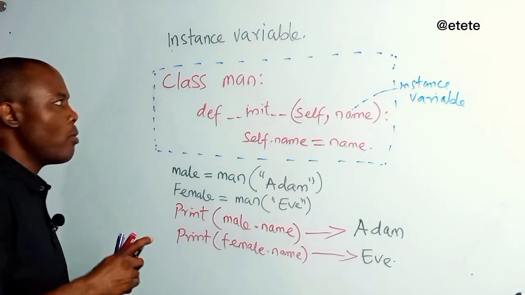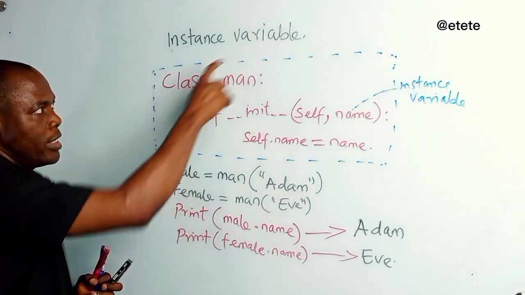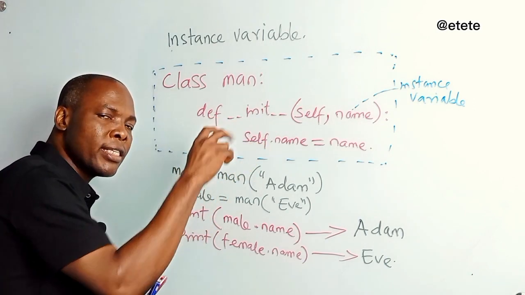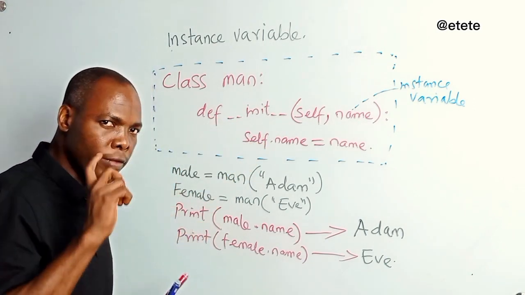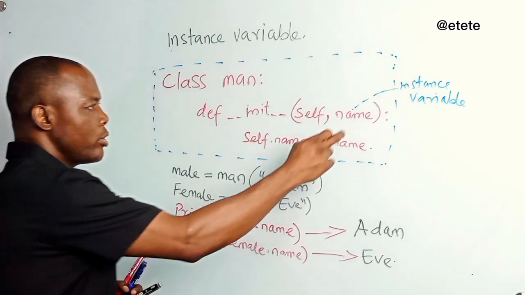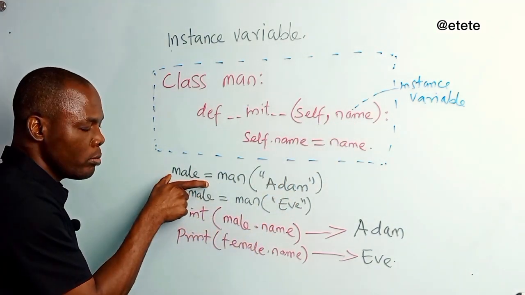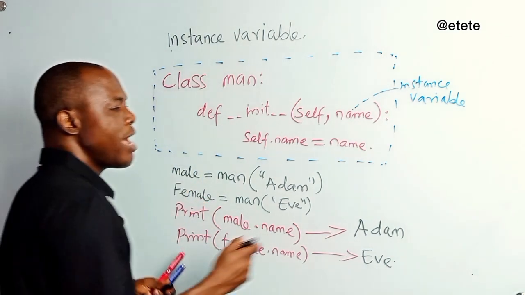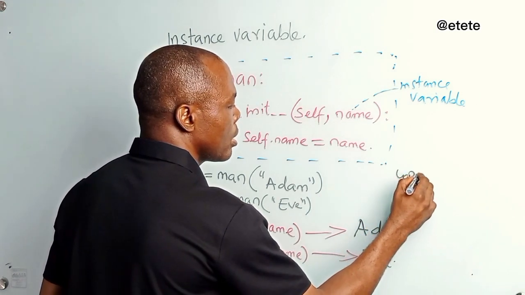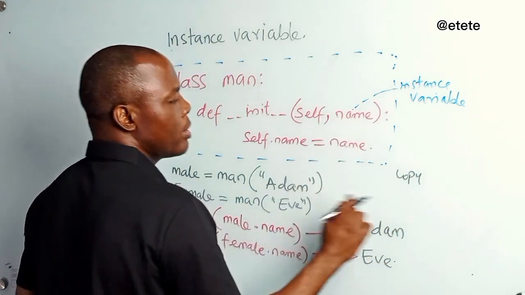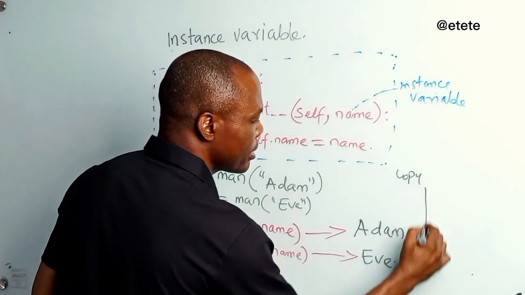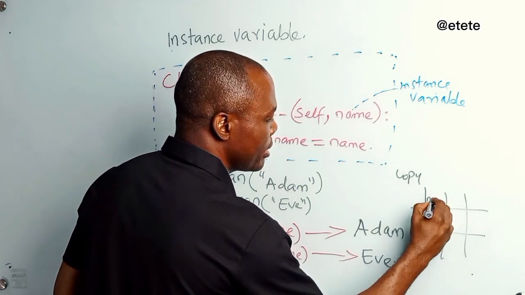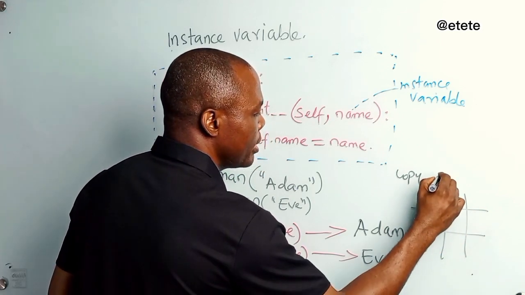Now, what I'm showing you is the instance variable. An instance variable is a variable that is created inside the class, but is unique to each of the objects of that class that will be created. So this name is going to be unique to male and another one to female. So what that means is that this male will have a copy of this name. So invariably, this is how it is. It is like this. Now, this place is name. This is the instance.